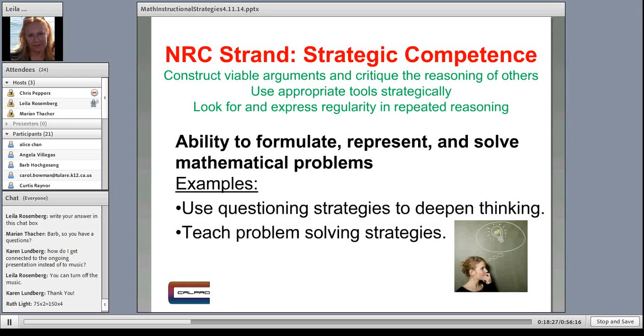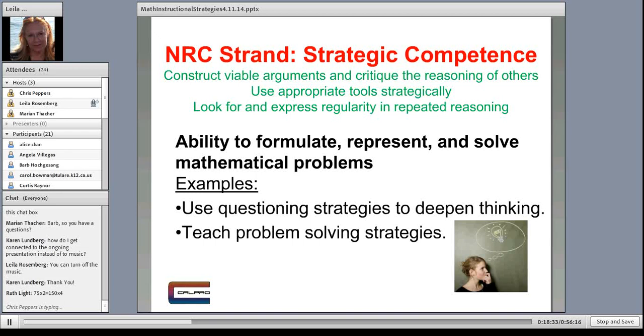So let's move on to our next strand. This is our third NRC strand called strategic competence, which is the ability to formulate, represent, and solve mathematical problems. Examples here: you can use questioning strategies to deepen thinking or teach problem-solving strategies. A great way to teach problem-solving strategies is to go over them in a class and then reinforce them through posters around your classroom. In addition, give students a reference list of strategies that you have taught so they can refer to them when they are outside of your classroom.